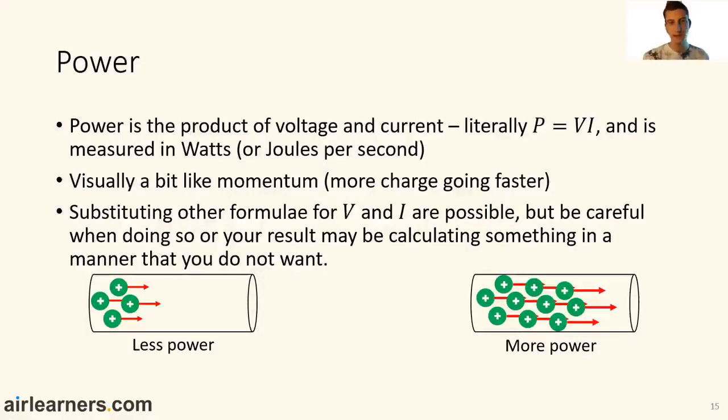You can rearrange your formulas for V and I, but you have to be very, very careful because in some situations you'll end up finding a result that isn't the correct one. So if you don't pick the correct current or the correct voltage, or for that matter, the correct resistance, then you will end up with results that are incorrect.